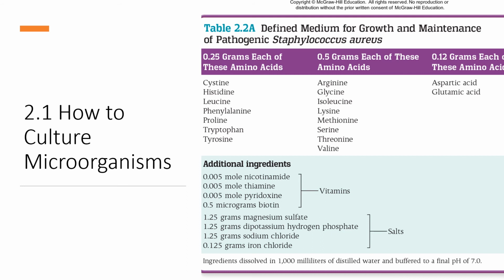You look at this defined media for the growing of Staphylococcus aureus. You know exactly down to the gram, and you can calculate the molarity of all the amino acids, all the vitamins, all the salts. And yeah, if you're going to make this, you do have to measure out 1.25 grams of magnesium sulfate per liter, 1.125 grams of iron chloride, half a gram of arginine, glycine, leucine. You have to measure these out. That's what defined media is. You know exactly what's there.